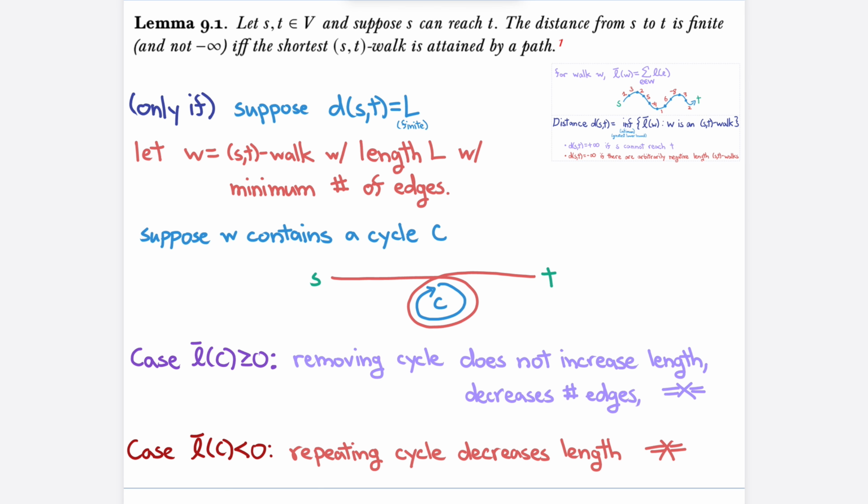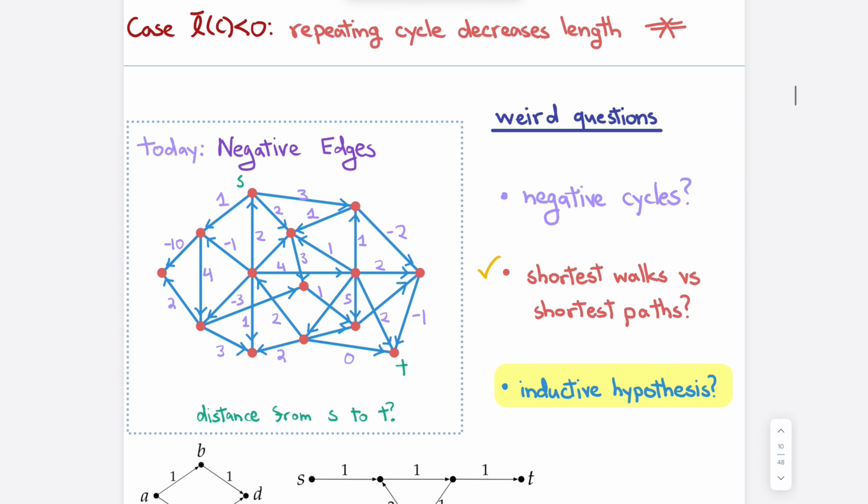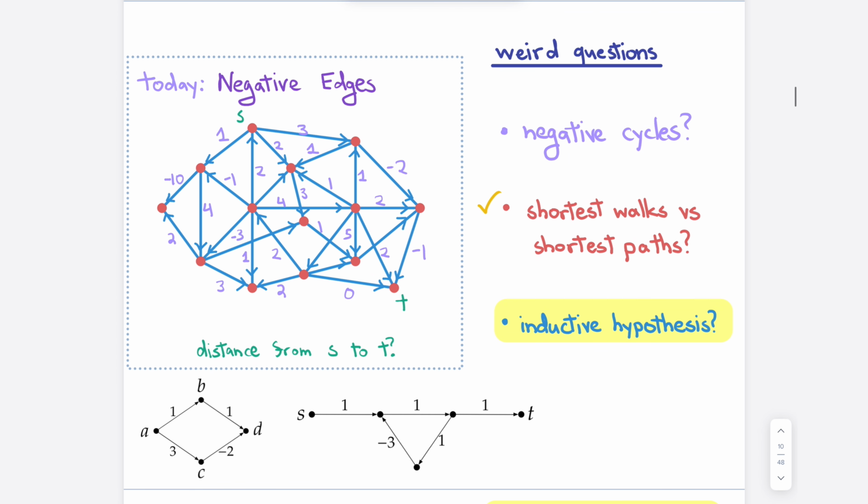Now, that sort of squares that away. All right, so now let's look into the maybe more algorithmic question, which is sort of related to a question of inductive hypothesis. But now we've sort of at least settled this issue of negative infinity versus finite, shortest path versus shortest walks. Okay. That's going to make it easier to reason about some things later on.